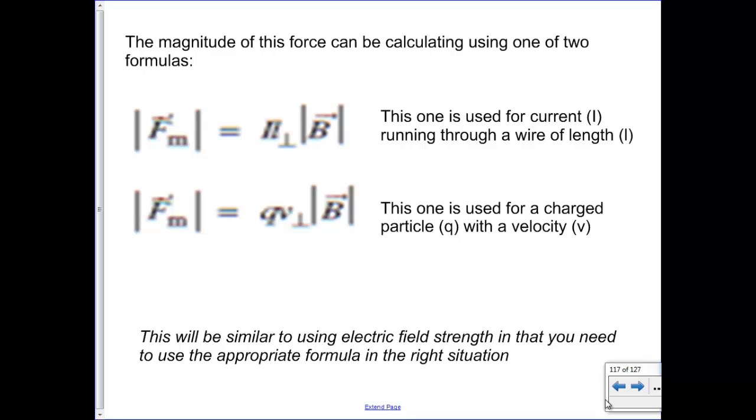There are 2 formulas you need to know. You're probably going to like this better because the formulas are pretty easy in comparison. And these are, by the way, both for that 3rd rule. If you have current running through a wire, we can find that force amount. Or if you just have a charged particle, we can find that force amount. So we can do it for an actual wire or just one itty bitty particle.